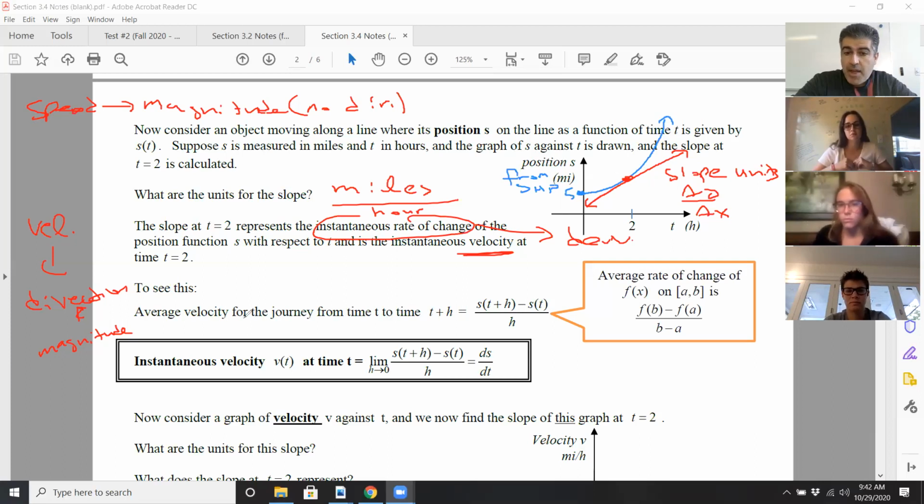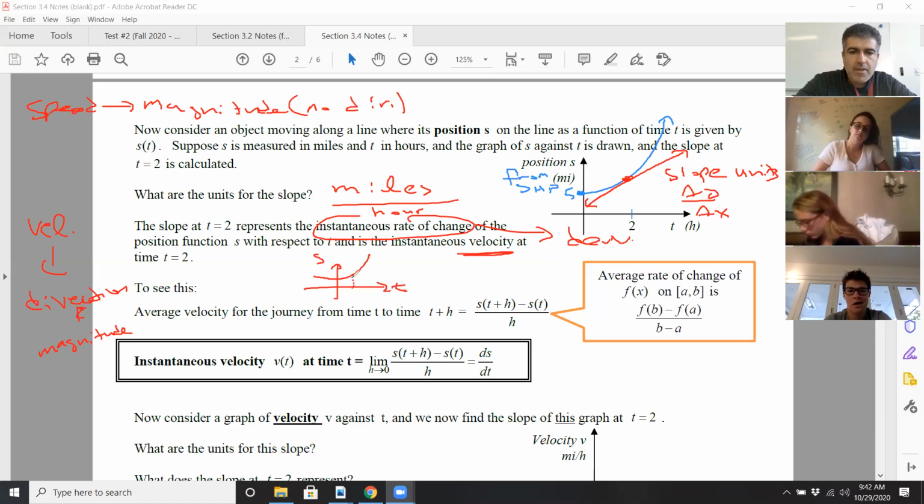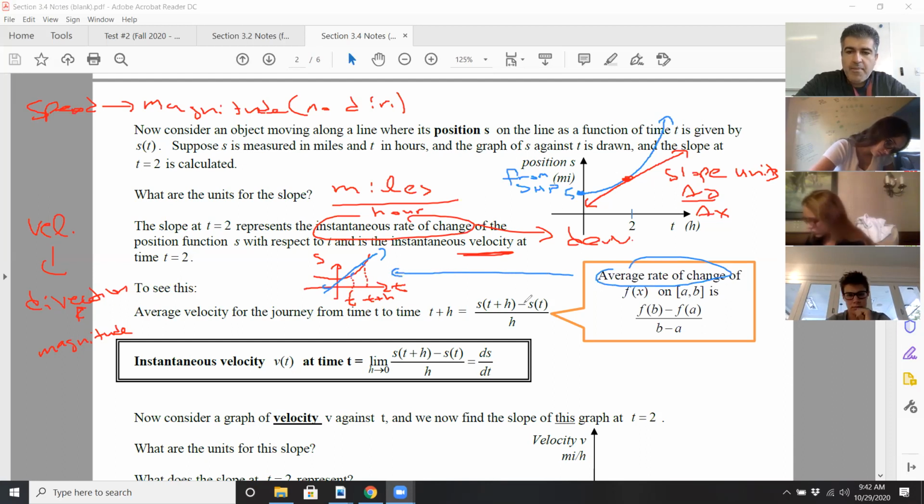Now, to find the average velocity, let's say you look at t as a certain time. So say you've got your position function again, this is s, this is t. You can call this t. You can call this t plus h. So if I were to draw 2 points there and draw a line connecting those 2 points, that slope is an average rate of change. So that right there is an average rate of change. And you can do s of t plus h minus s of t over h, or remember f of b minus f of a over b minus a. So this is the average velocity.